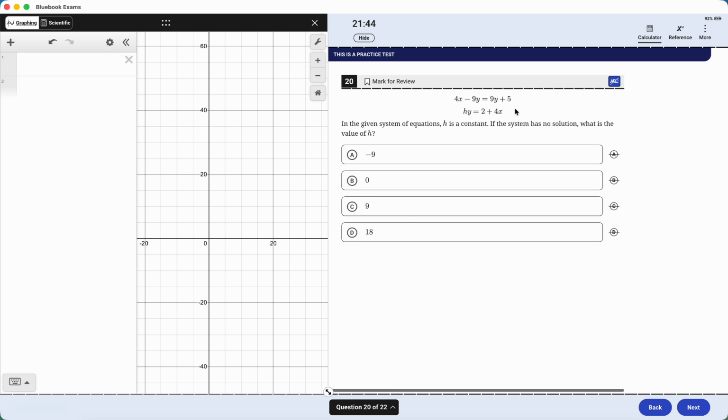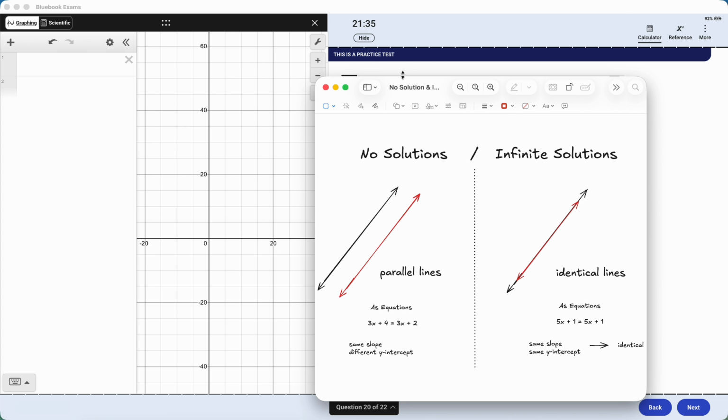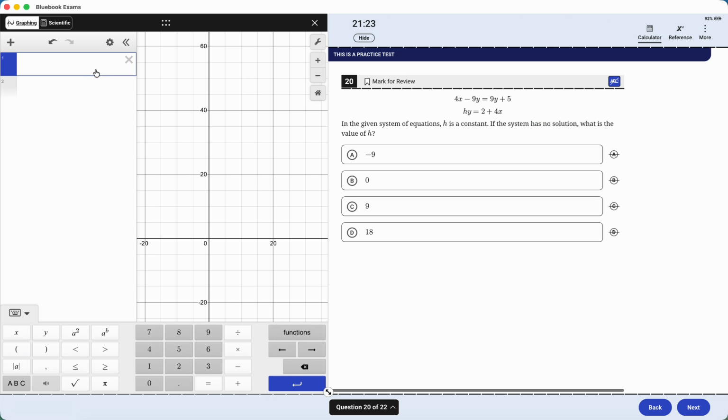Next one, another system. It says, in the given system, H is a constant. If the system has no solutions, what is H? Okay, so no solutions. You want to just know this, right? It means that they're parallel lines. So you can do this on a graph. You can put these into Desmos and try these answers for H and see when they'll be parallel. That's why this question is usually not multiple choice, because if it was, it would be ridiculously simple like this every time, right?